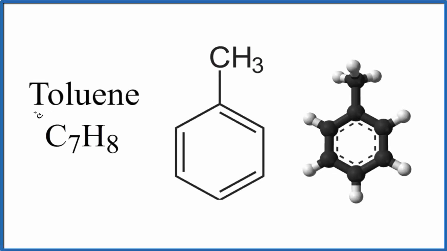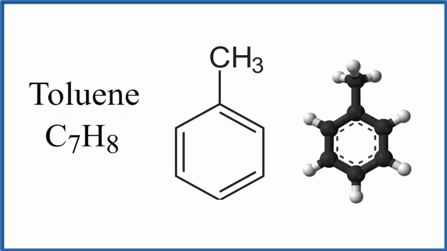I was asked to draw the Lewis structure for toluene, which has a molecular formula of C7H8. If you're given C7H8, it's probably toluene, but it could be some other things, different ways to arrange these. But in this video, we'll do the Lewis structure for toluene.